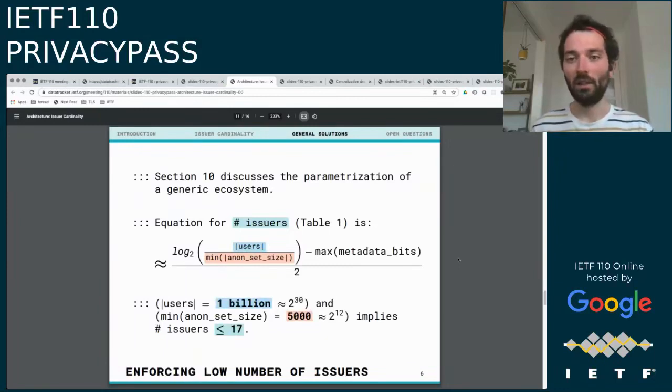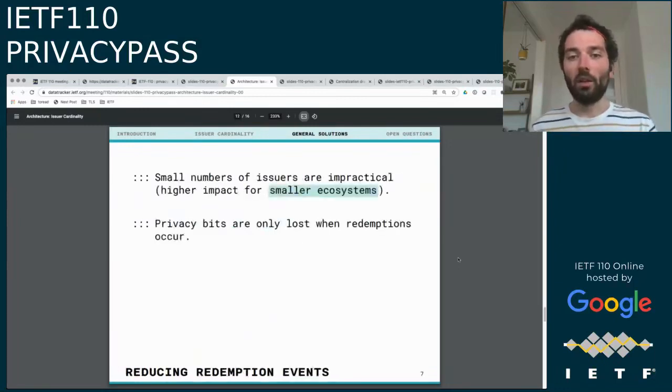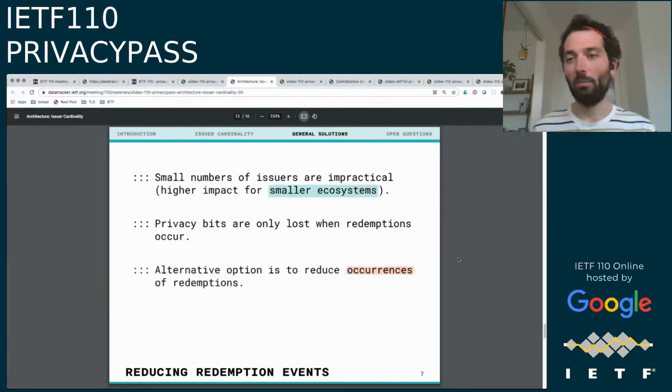So next slide, please. One of the things we've started talking about in the document, but haven't really fleshed out a concrete solution to, is moving the unlinkability dependency on the number of issuers to a different property, which can still ensure a practical ecosystem. So note that privacy bits are only lost when redemptions occur. That's important. So next slide.